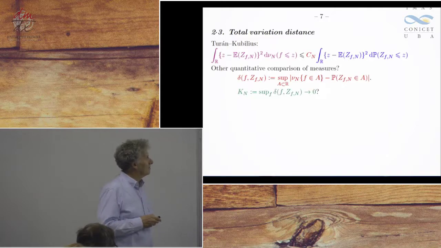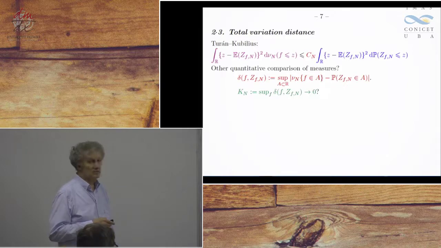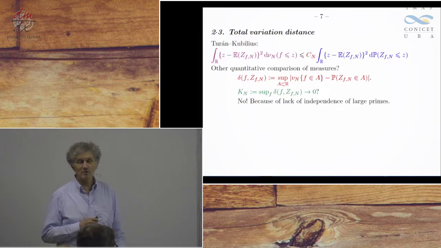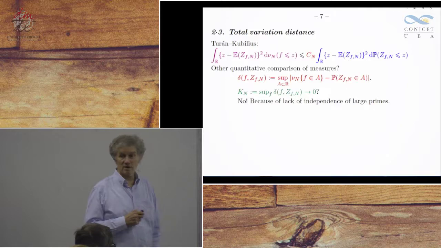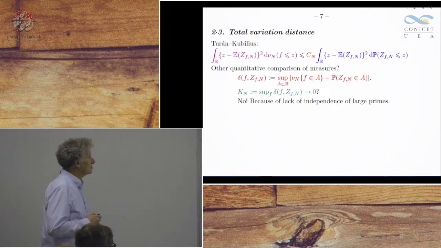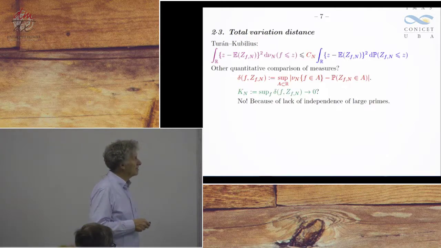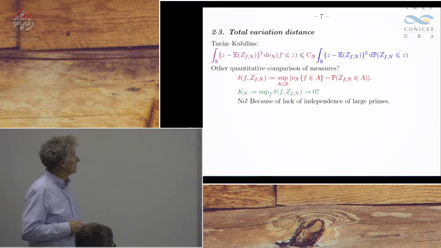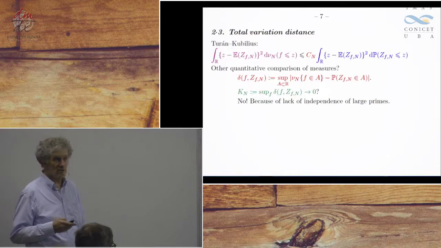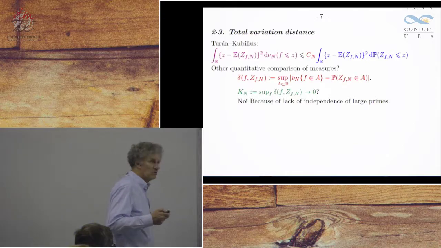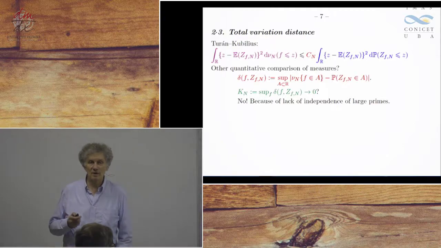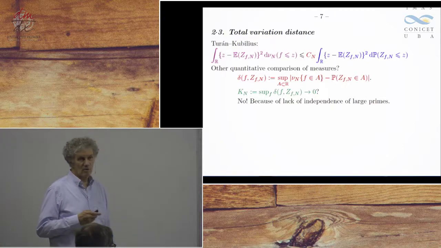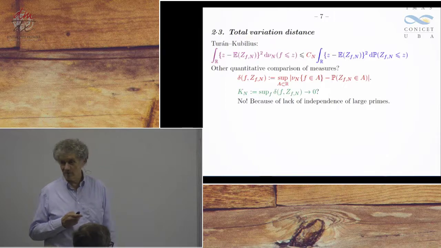Well, so we have this constant Kn. Does it tend to 0? And the answer is no, because of the influence of the large primes. The large primes are not independent, and this kills the hope that this total variation distance tends to 0. So we don't have such a good model if we accept the large primes. What is the next step? Well, ignore the large primes.